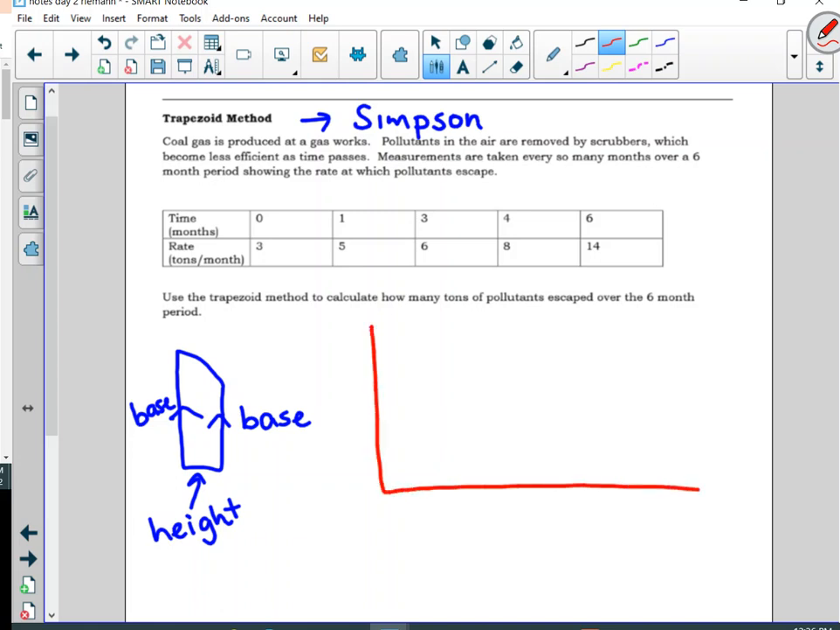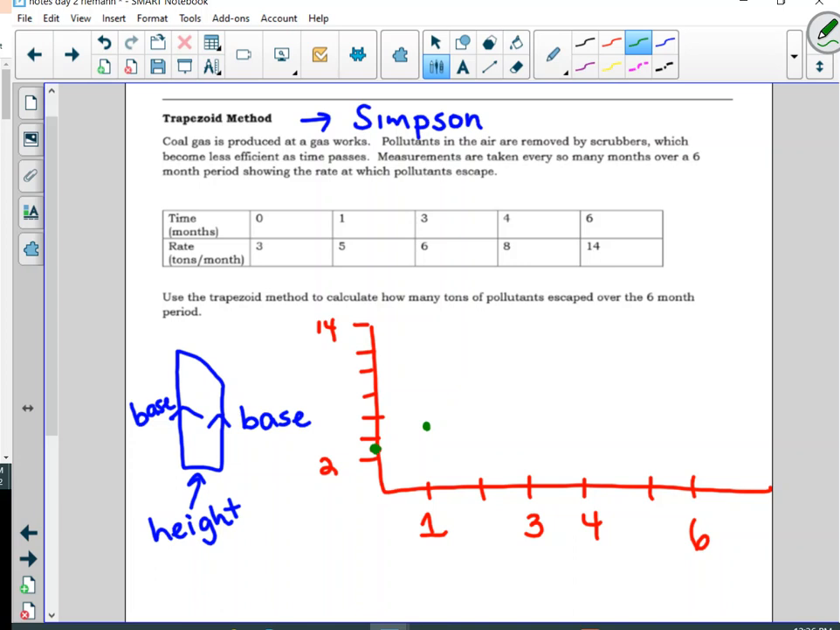When we graph our data, so 1, 2, 3, 4, and then this goes 2, 4, 6, 8, 10, 12, 14, like that. So 0 is up at 3, and 1 is up at 5.